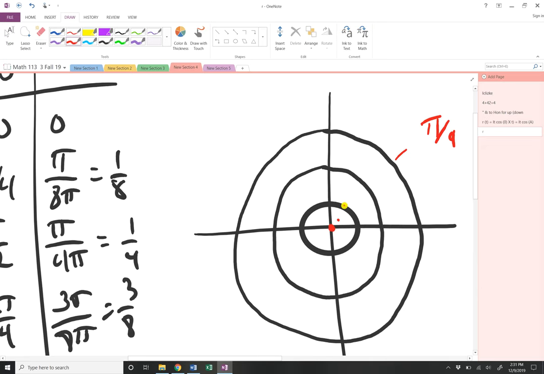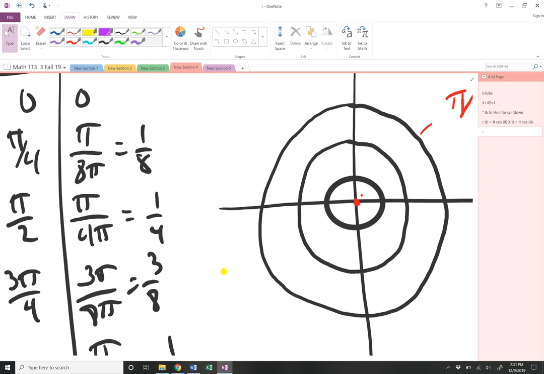That's even too far for an eighth. That's probably still too far. And then a fourth when I'm heading up, and then 3 pi fourths, I'm at 3/8, and then I'm at a half facing that direction. Oh, dang it. Should have really zoomed in here.